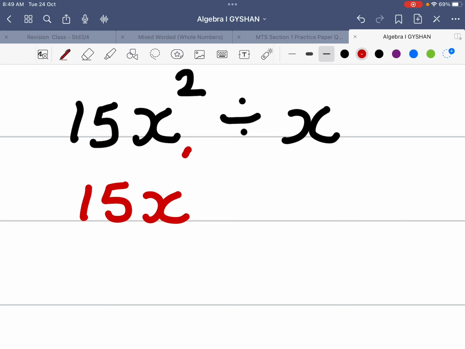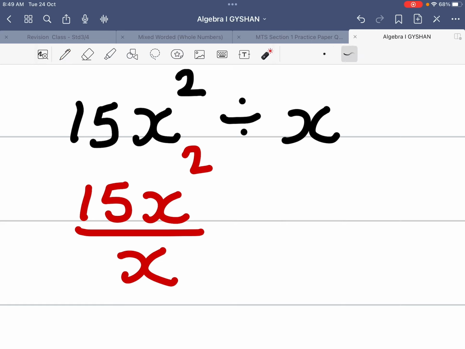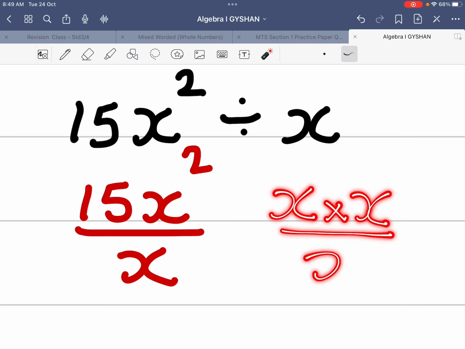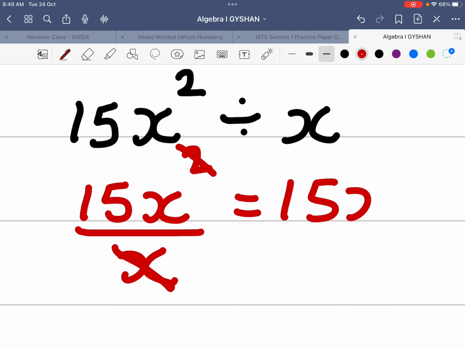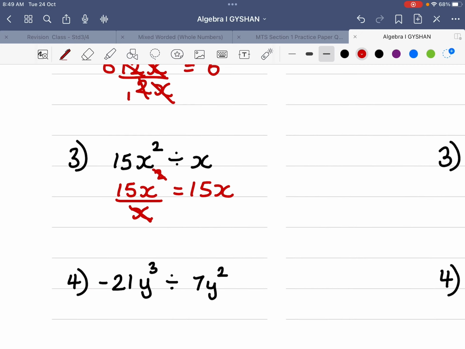15x squared divided by x. We don't have a number below that can go into 15 to reduce 15. What we can do is cancel 1x on top with 1x below. X squared simply means x times x. So if we divide that by x, one of the x's on top will cancel one of the x's below. Or we can write it like this. Cancel one below with 1 on top. So your answer is 15x. Number 4.